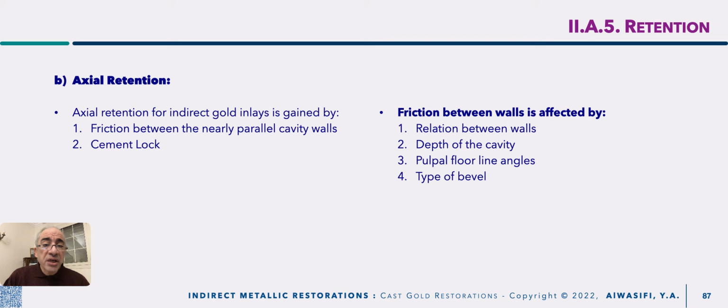lateral retention. Okay, your friction between walls is affected by 4 factors. Number 1, the relation between walls considering the degree of divergency. Depth of the cavity, regarding that it will affect the length of the wall. Bulbal floor line angles, is it sharp or rounded, and the type of bevel. All of these factors generally direct you toward the length of walls in parallel or nearly parallel relations that creates frictional force retention, or frictional retention.